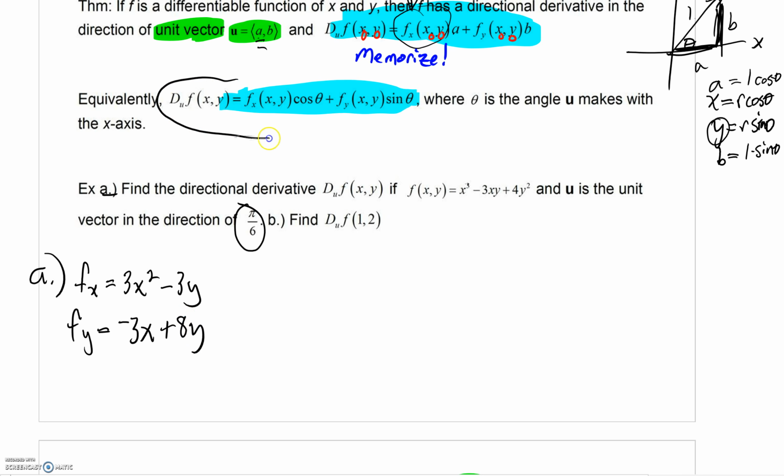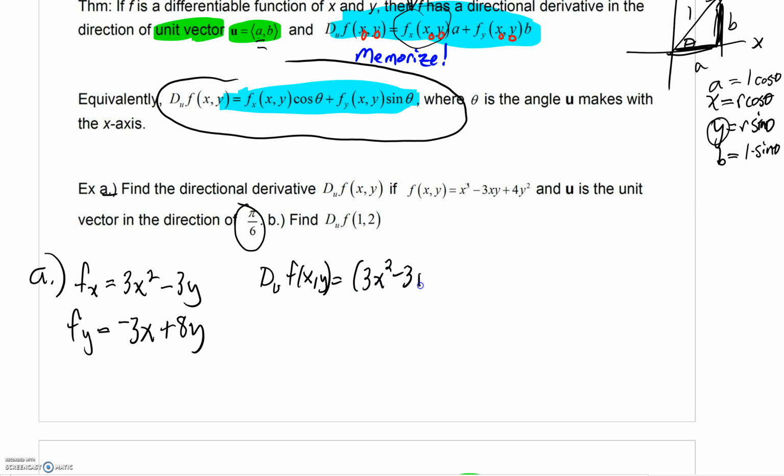Well, if we were to look right up in here, we could see that our unit vector is in the direction of pi over 6. So I could say d sub u of f of x comma y is going to be f sub x, which is 3x squared minus 3y, times the cosine of our angle. Well, that's pi over 6, plus, then we could say, well, what's coming up next? Well, our derivative with respect to y, that's negative 3x plus 8y. And then we're going to multiply that by the sine of our angle. That's the sine of pi over 6.